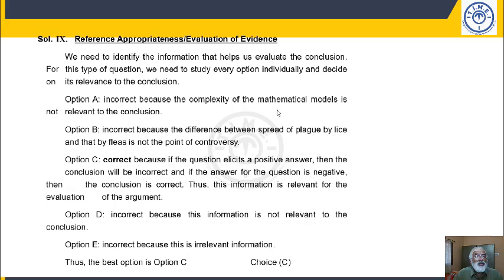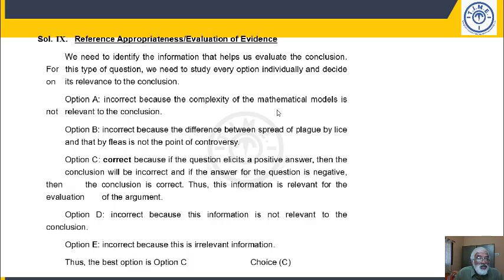C is correct because if the question gets a positive answer, then the conclusion will be incorrect. Which means if yes, we do need more information, then this conclusion is wrong. And if no, we don't need any more information, then the conclusion is correct. But we do need information. We know that. And that information is how did the first human get the disease?